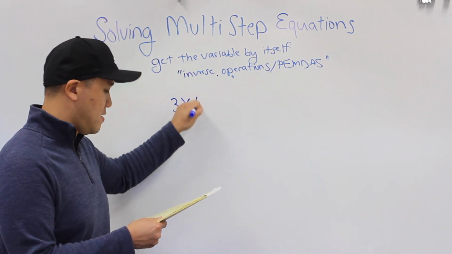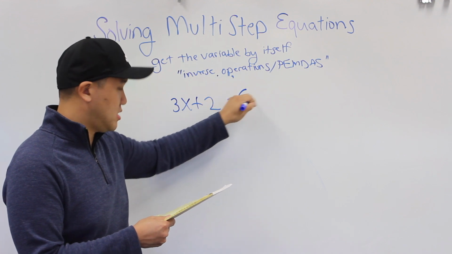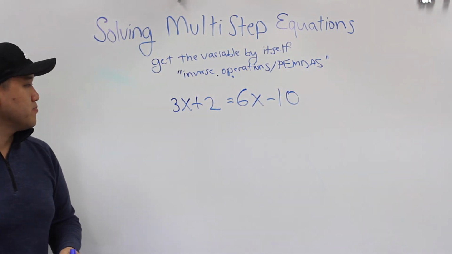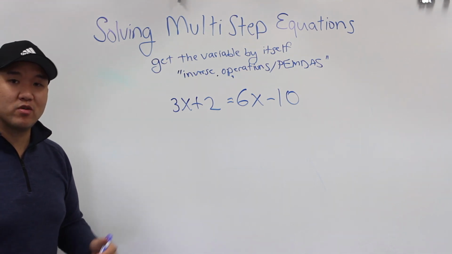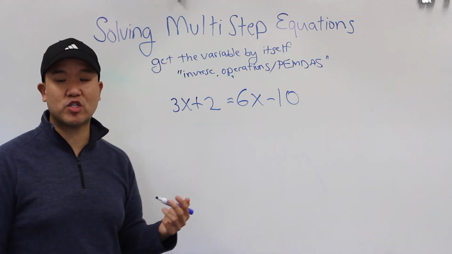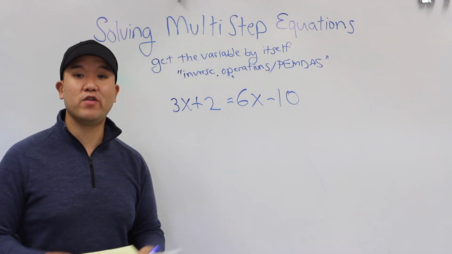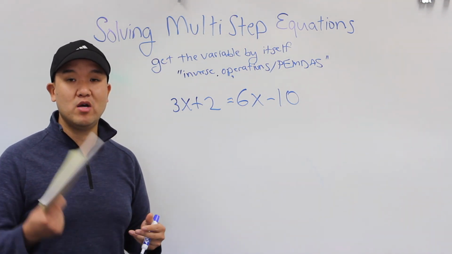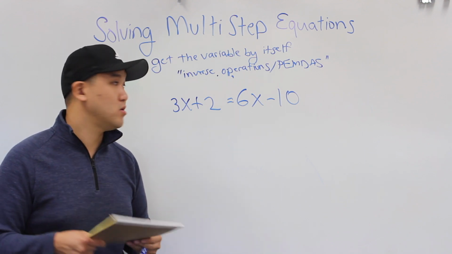Our intermediate problem, multi-step. Let's say we have variables on both sides of the equation. What happens? I'm going to give about 30 seconds to a minute. You choose which way you want to move the variables, but variables have to move to one side and all the other numbers have to move to the other side. So you get about 30 seconds to a minute. Go.